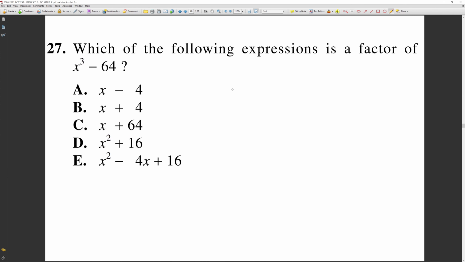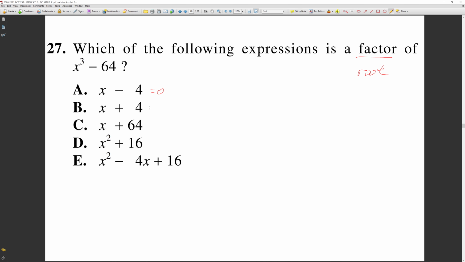And boom. Number 27. Which of the following expressions is a factor of x cubed minus 64? So if you remember, a factor means root. So as a result, you could do this the long way, which is long division, but what I like to do is to make this into a synthetic division. So if you don't know synthetic division, I suggest you take a quick look at a review that we'll post up at a later time.